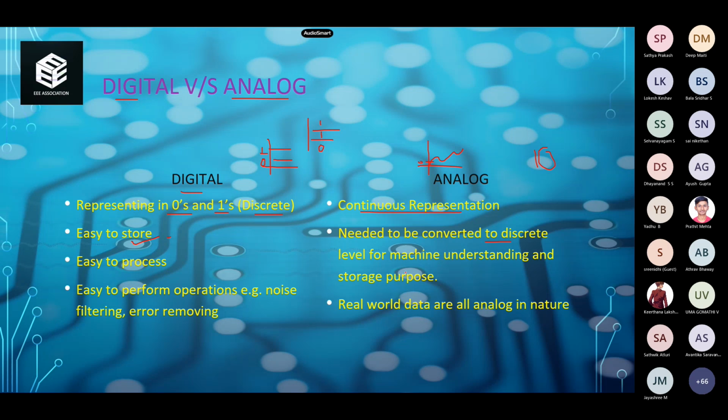That is where it is being converted, and it is easy to process, meaning we could mix the signals and continue whatever process we want over a digital domain, which is not the leverage we have in analog. It is also easy to perform operations like noise filtering and error removal, whereas in analog we have those RLC circuits and all. So it is easier in the digital domain as compared to analog. But in the real world, all the data is analog in nature, and that is where we need to convert it from analog to digital.